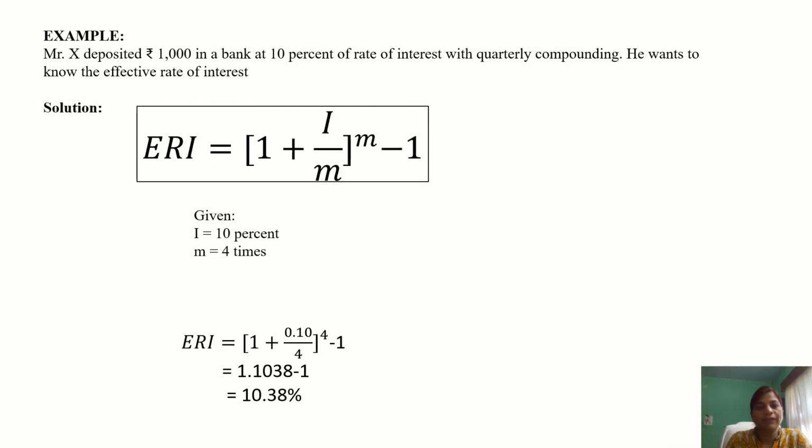Example for effective rate of interest: Mr. X deposited rupees 1000 in a bank at 10% rate of interest with quarterly compounding. He wants to know the effective rate of interest. So here 1000 is the deposited amount, the nominal rate is 10% and compounding is quarterly, that is m is equal to 4. Substituting in the formula we get 10.38 percent as the effective rate, whereas the bank is offering 10%. Why is this 0.38 variation coming? Because it is compounding quarterly.